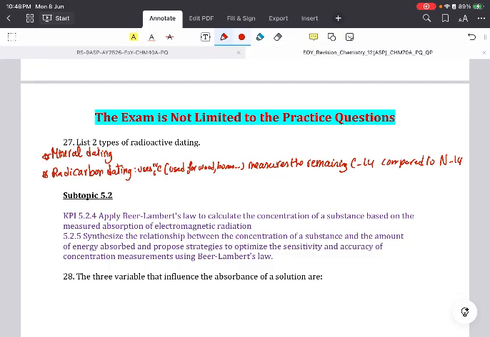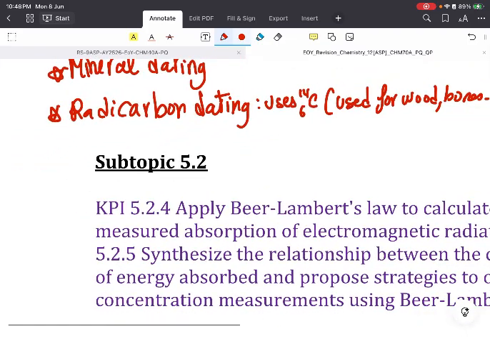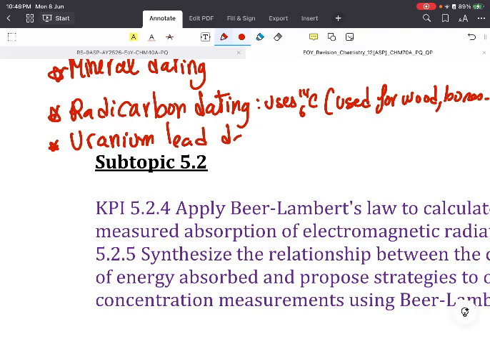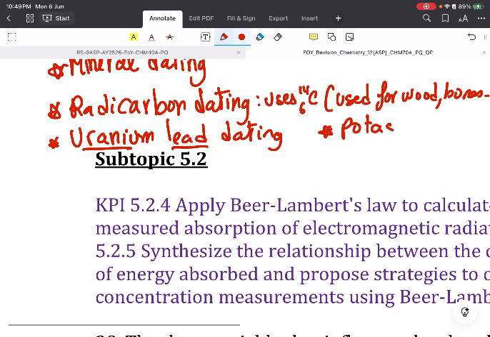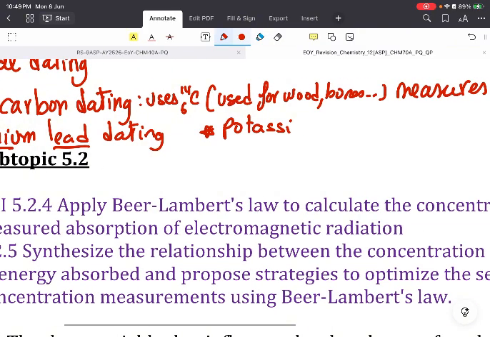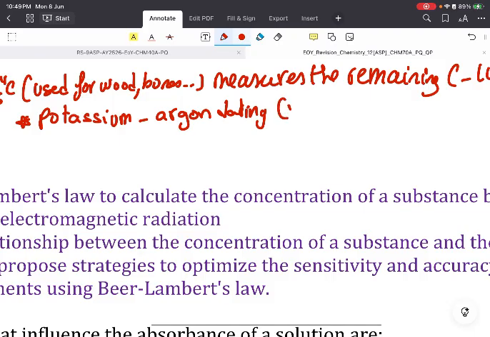There are other types of radioactive dating. You have the uranium-lead dating. So the parent is uranium and they compare it to lead, and it's usually used for very old rocks, millions to billions of years. You have the potassium-argon dating. So the parent is potassium, comparing it to argon, and this one is specifically for volcanic rocks.